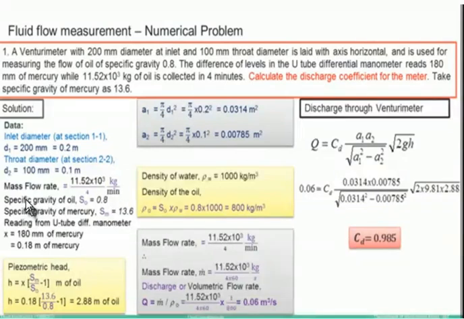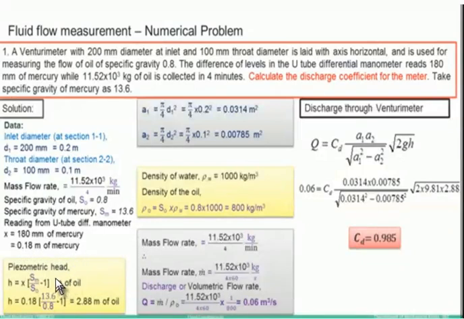Next, the specific gravity of oil he has given is 0.8. Next, the specific gravity of the mercury is 13.6. Next, a reading from the U-tube differential manometer, he has given x equal to 180 mm of mercury. Then we have to convert that into meter, and it becomes 0.18 meter of mercury.